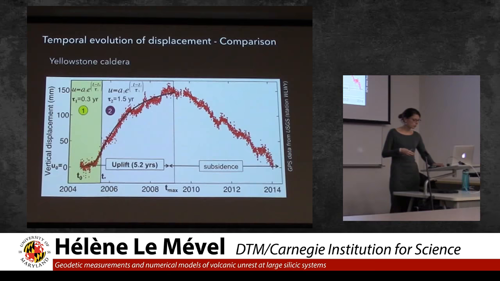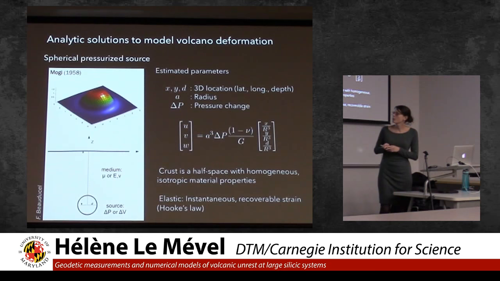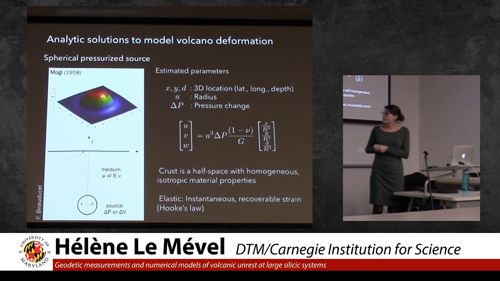In order to relate the surface deformation data to what's going on underground, we really need to model this source underground. So I use different types of models, both analytic and numerical. First, I want to introduce the most famous analytic solution for a deformation source. You probably heard about it. It's called the Mogi model. This is very simple.